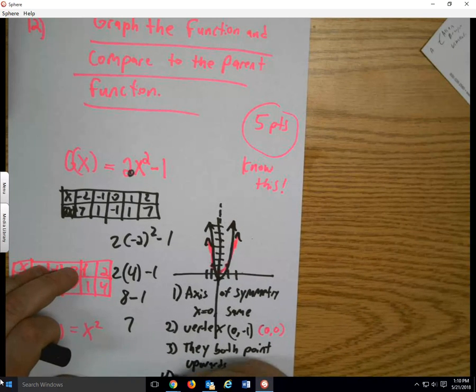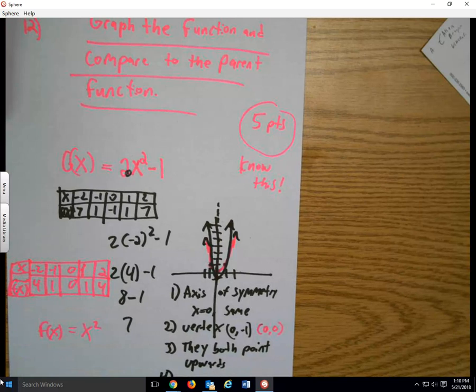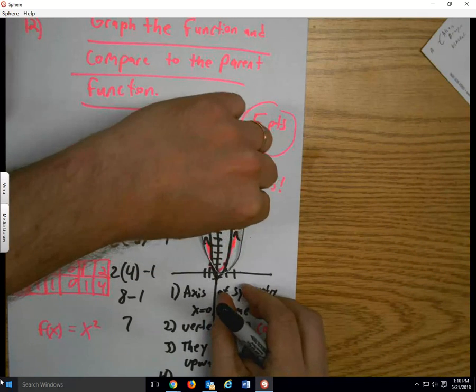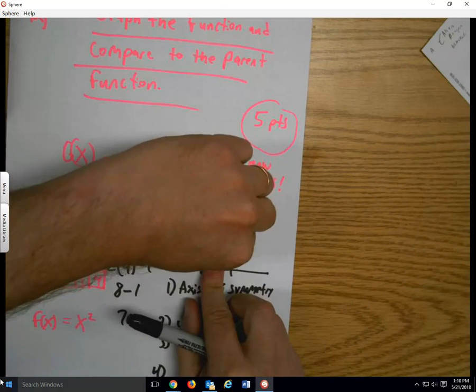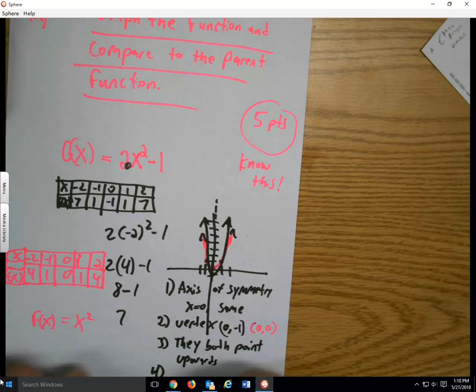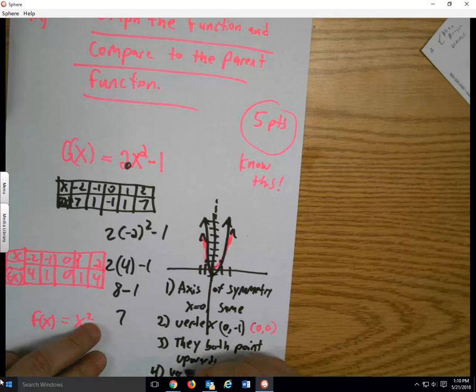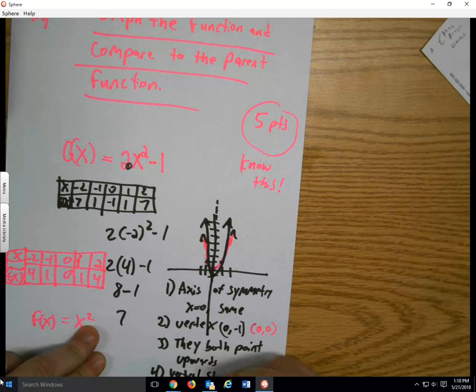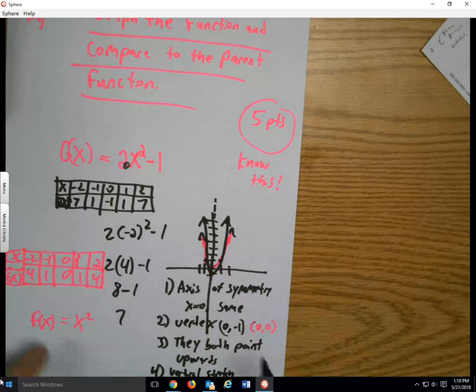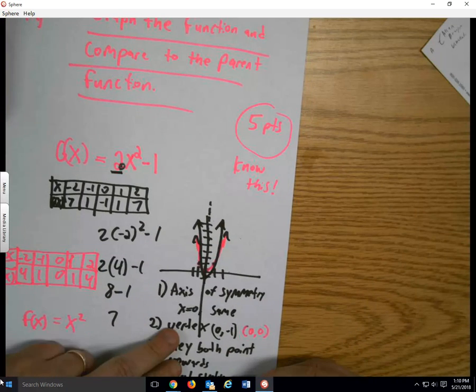So number 4 is probably the most important of all these, and that's describe the vertical stretch or shrinkage. So is it going higher? I'm sorry, is the graph from the parent function, which is in pink, is it stretching, getting closer to the y-axis, or is it shrinking, getting further away? And the answer is it's a stretch. So it's a vertical stretch by a factor of, well, let's look at the original equation. It is a 2 in front. It's a factor of 2.